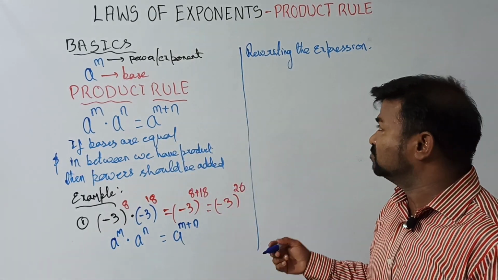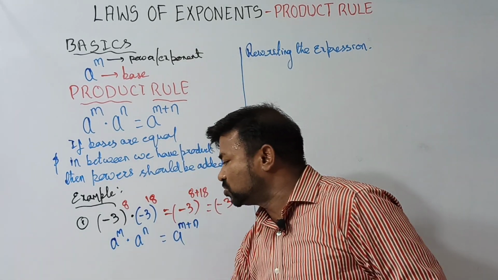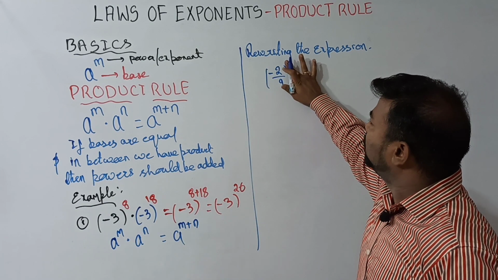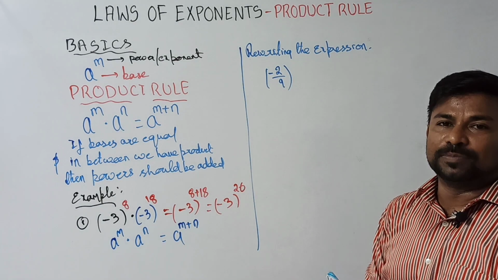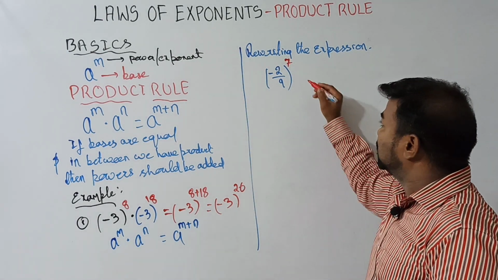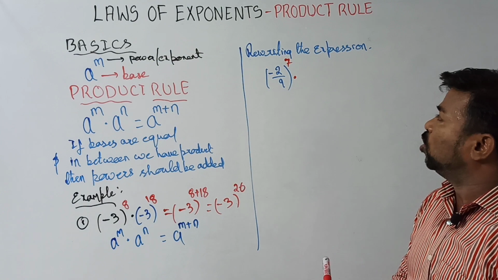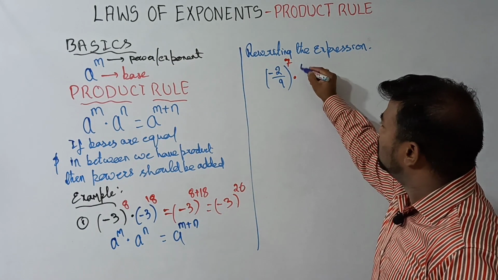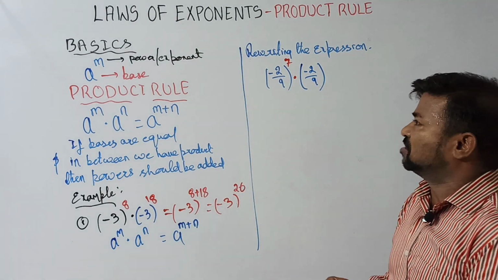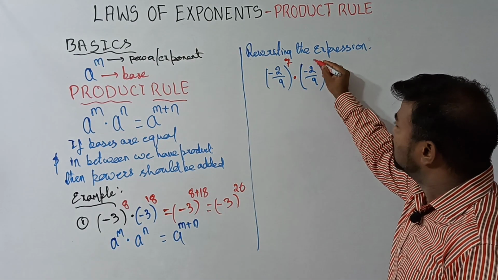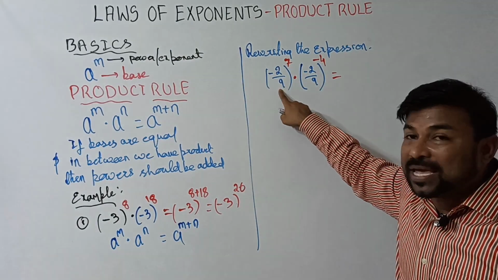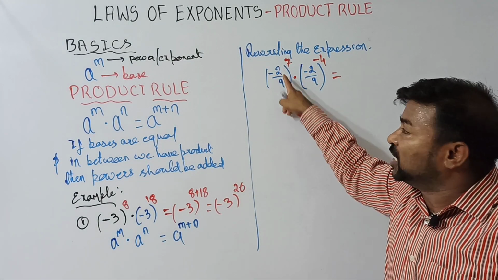Let me take in terms of decimals or fractions. So let me take minus 2 by 9 whole to the power of something different, 7. Again, it's nothing but the product, and let me go with the other one. Minus 2 by 9 whole to the power of minus 4. So what's the answer? See here again. What is the base? Minus 2 by 9.